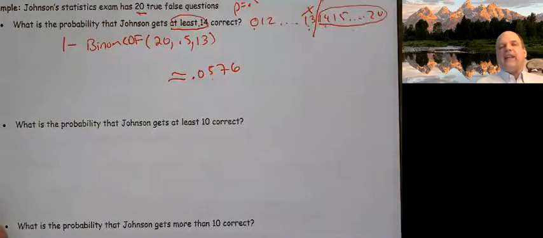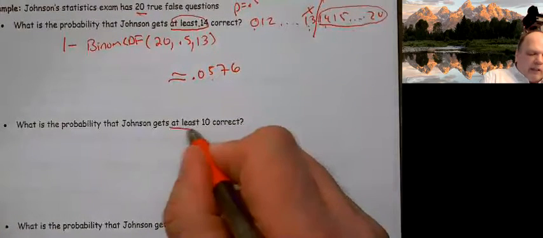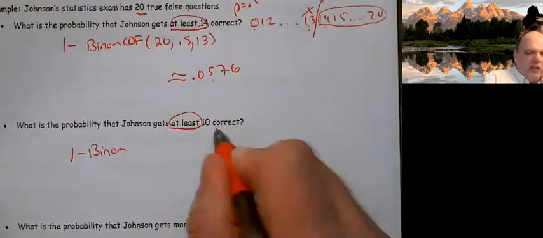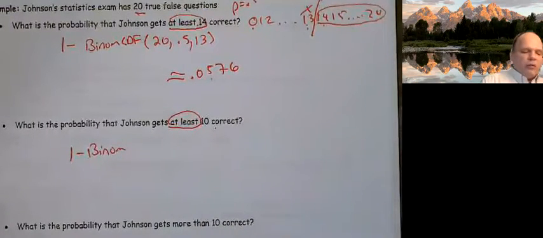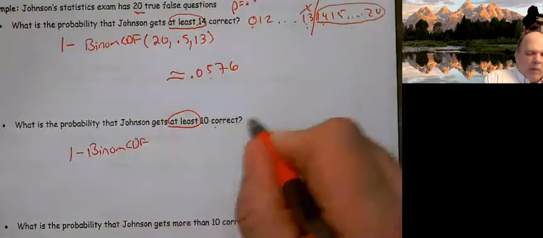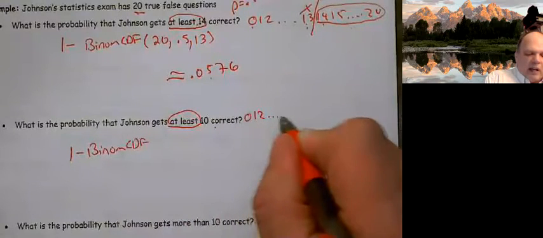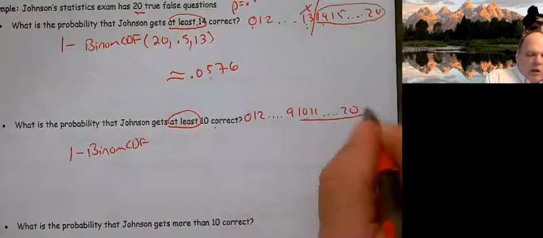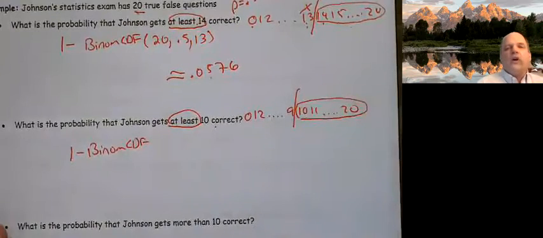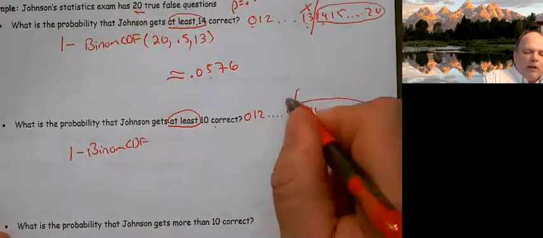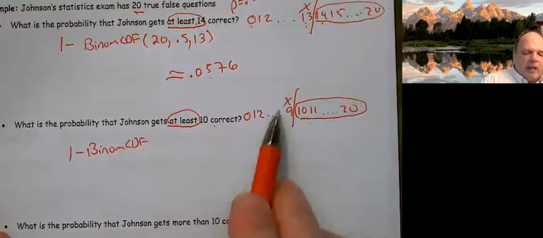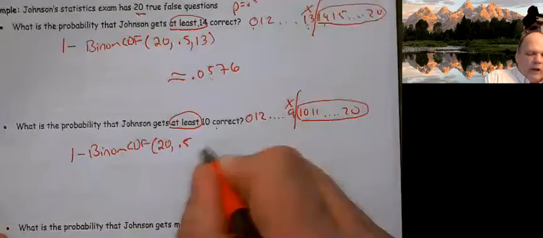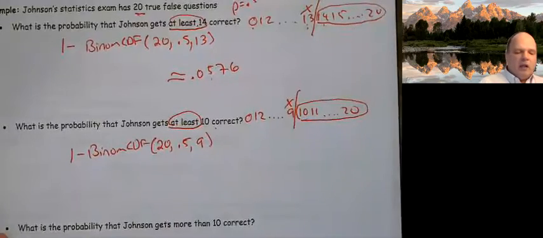What's the probability he gets at least 10 correct? Once again, we have at least, so we know it's a 1 minus. We already know we're working with a binomial, and at least 10 means 10, 11, 12, etc. So we know it's a CDF. We make our number line 0, 1, 2, dot, dot, dot, 9, 10, 11, dot, dot, dot, to 20. So the highest value I don't want is the 9. That means that's my X value. My trials is 20, my probability is 0.5, and that X value we just found was 9.